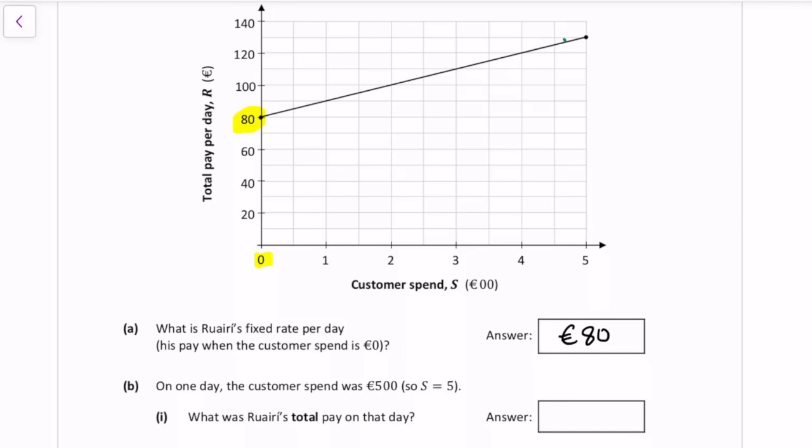On one day, the customer spends €500, so S is 5. How much was Rory paid on that day? Well, this is where S is 5. So on the graph, that's this part here. And we can see, if we come along here, this part of the graph relates to between 120 and 140, which is €130 on the graph here. So it seems that on that day he's paid €130.